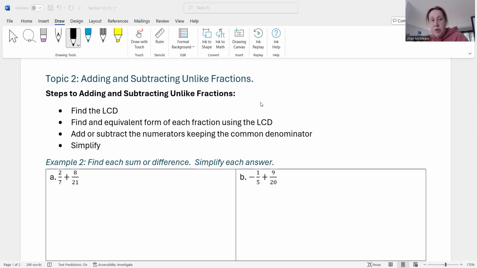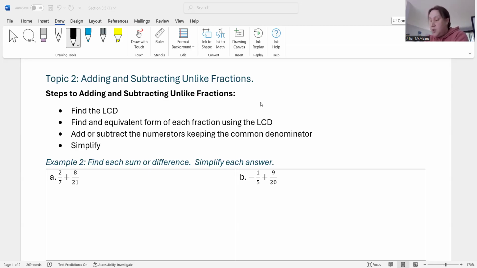All right, for topic 2, we're going to look at adding and subtracting unlike fractions. So remember from the previous video, unlike fractions are fractions that have different denominators. The big thing is when you're adding fractions, you have to have a common denominator. That is absolutely essential. So when you have two fractions that don't have the same denominator, you need to find a common denominator. So step 1, find the LCD.